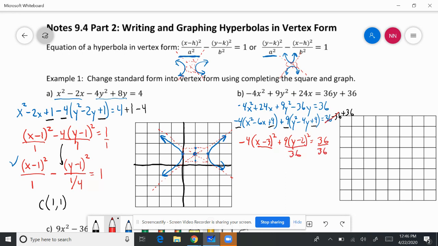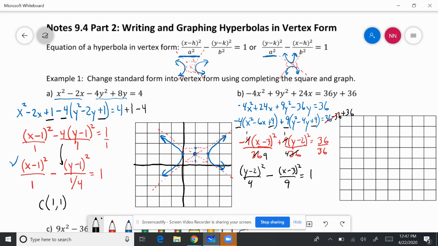And you may have noticed that the x is negative. So what I'm going to do is I'm going to switch them. So I'm going to put the y first. Notice that the 9 and the 36 cancel, 1 and 4. So I have y minus 2 squared over 4. I have minus 4 and the 36 cancel. So that gives me x minus 3 squared over 9. And that's equal to 1.